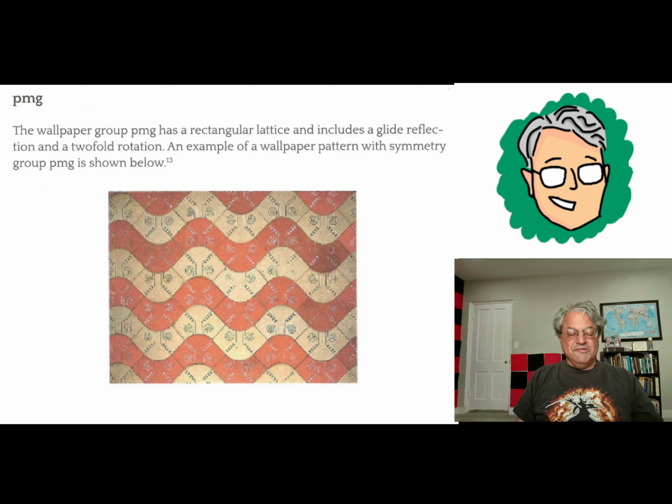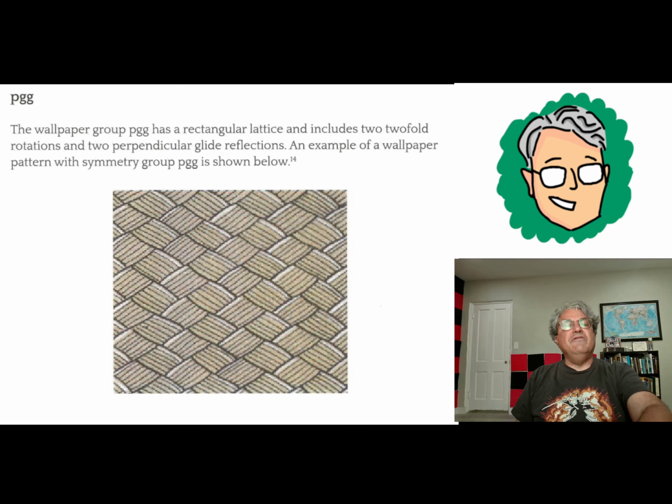I don't have a pointer, but anyway, that's some PMG. And then the next one, the eighth one I'm talking about here, is PGG. This again has a rectangular lattice. And this one has a lot of generators. It has two glide reflections and two mutually perpendicular twofold rotations.